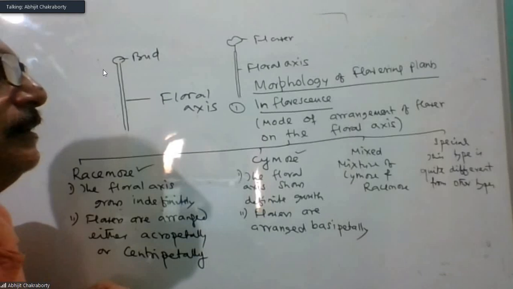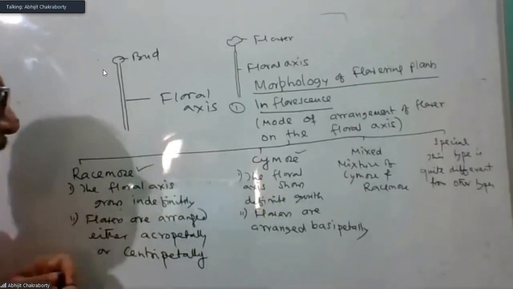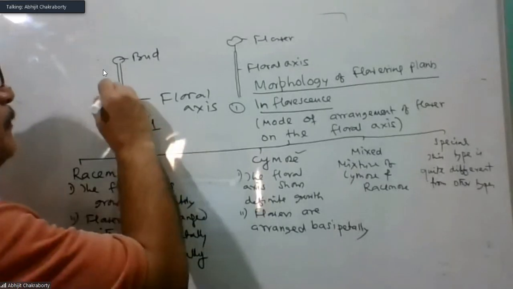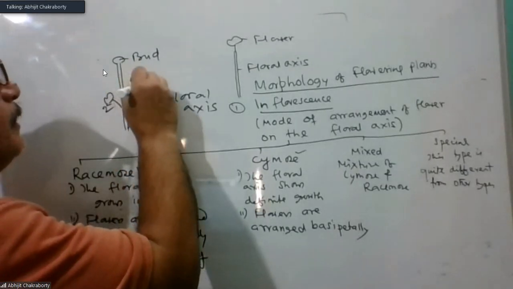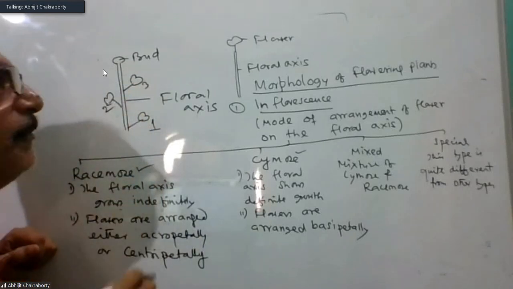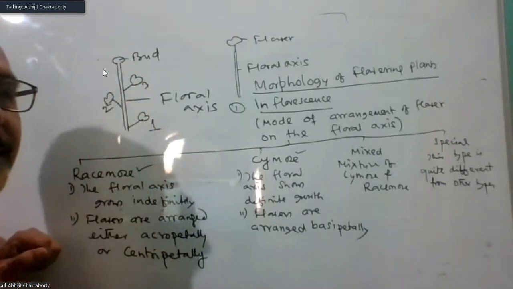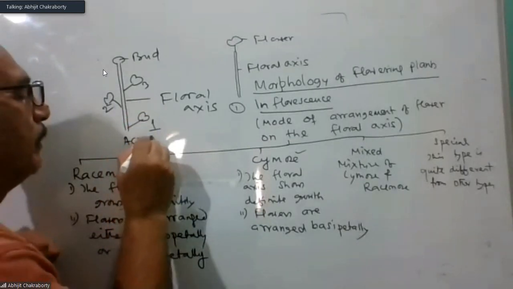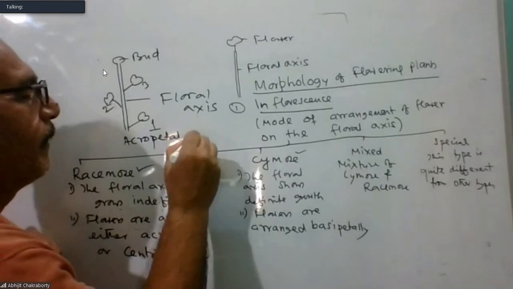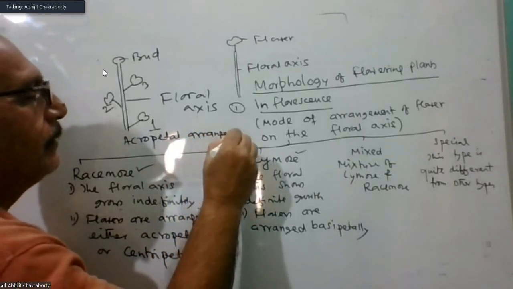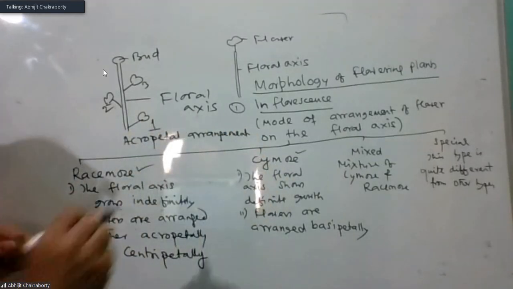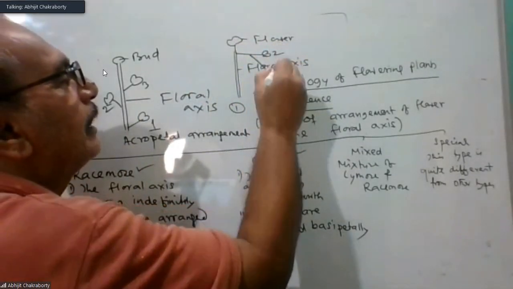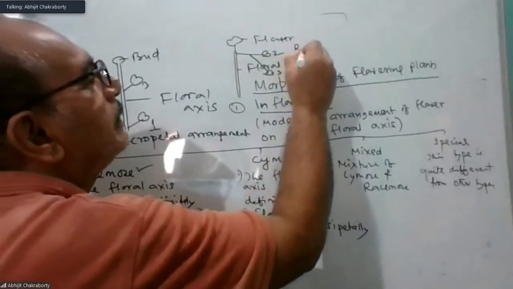Basipetally means... you know, acropetal means this is the first flower, then second flower, then third flower. In this way, newer flowers are arranged anteriorly. Then you can call it acropetal arrangement. Or if the first flower is here, then second, then third, it is basipetal arrangement.